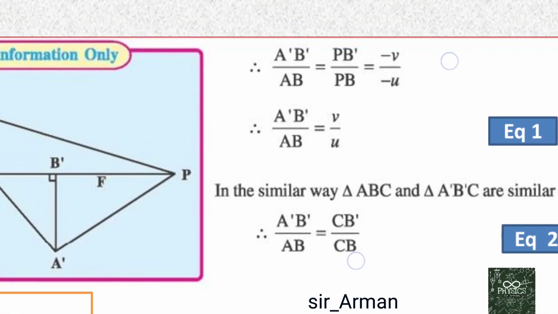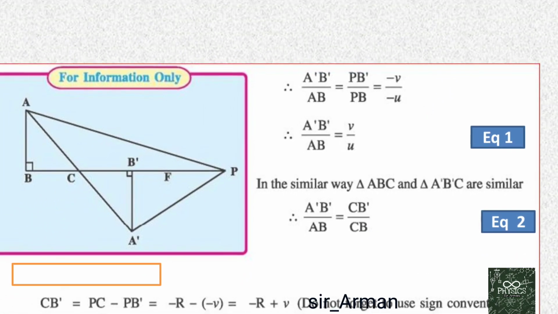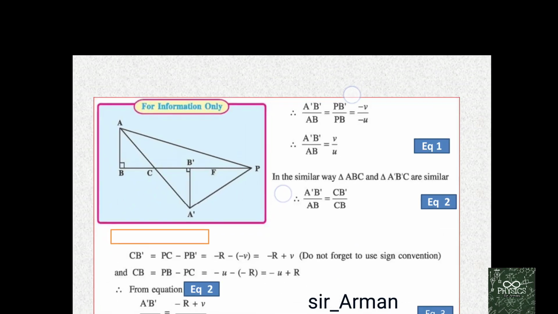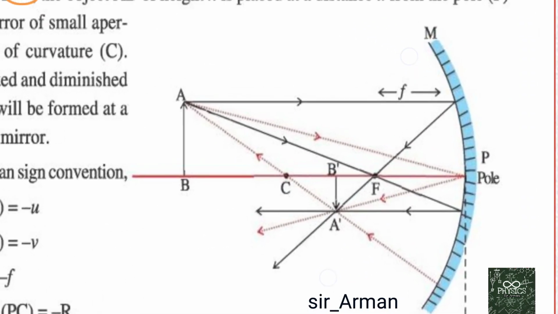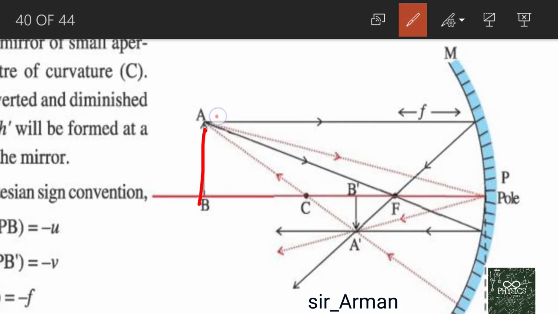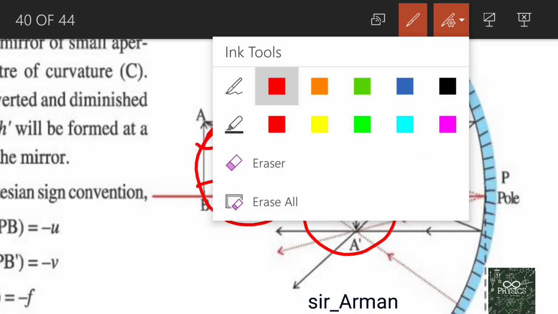Similarly, triangles ABC and A'B'C are also similar. You can also find this from the figure. See here, this triangle ABC and this triangle A'B'C. Why are they similar? This is 90 degrees and this is also 90 degrees, and these two angles are opposite, so they are equal. If two angles of a triangle are the same, then the third angle is also the same. So this is a scaled down, smaller version of this triangle, and these two triangles are similar.